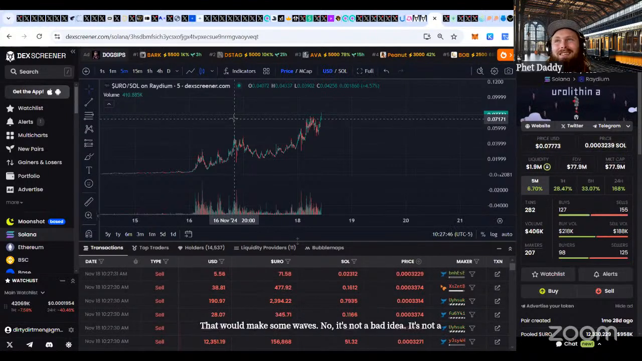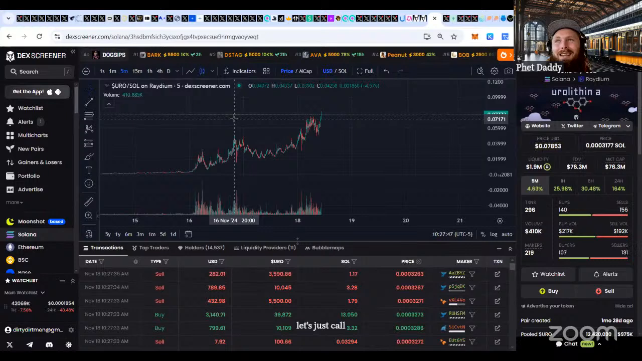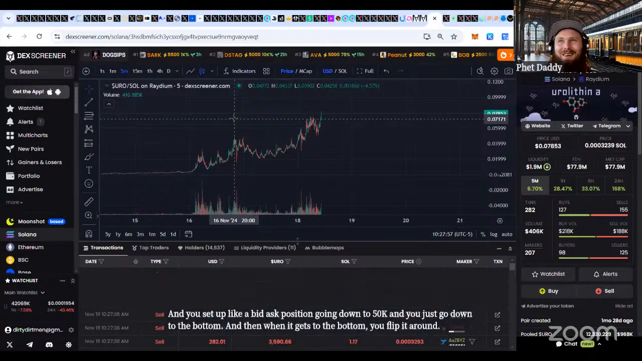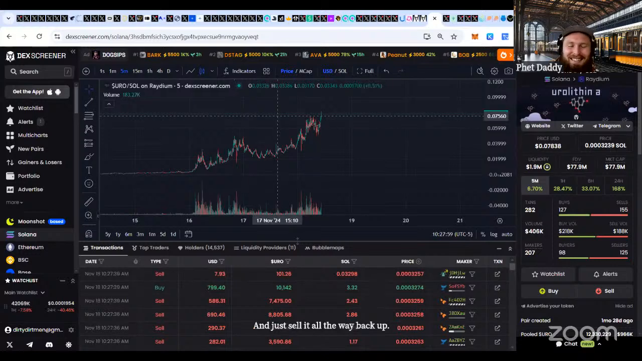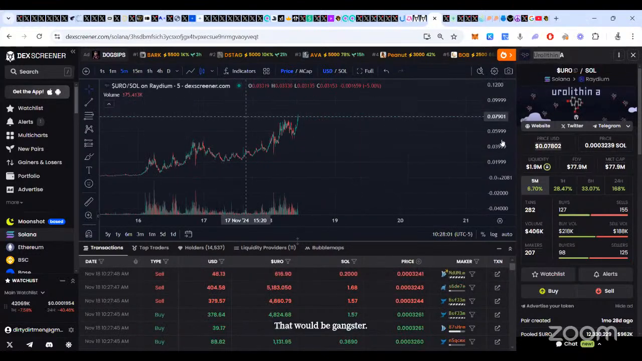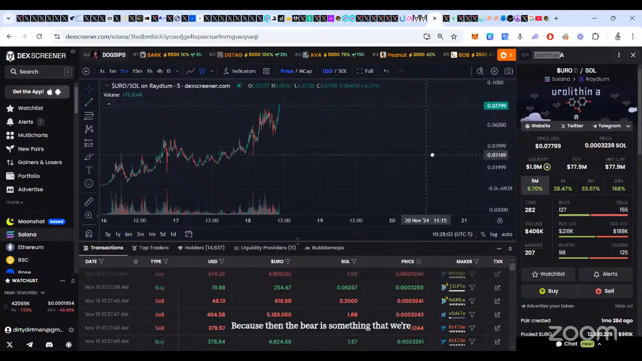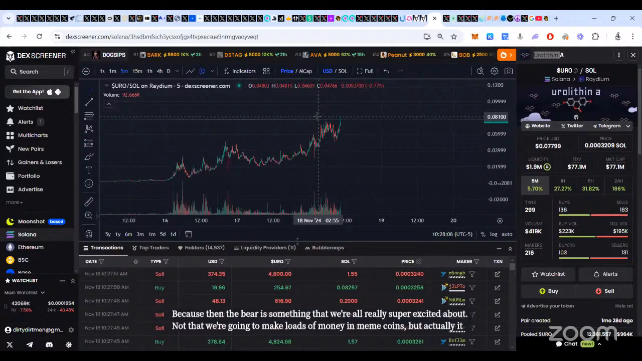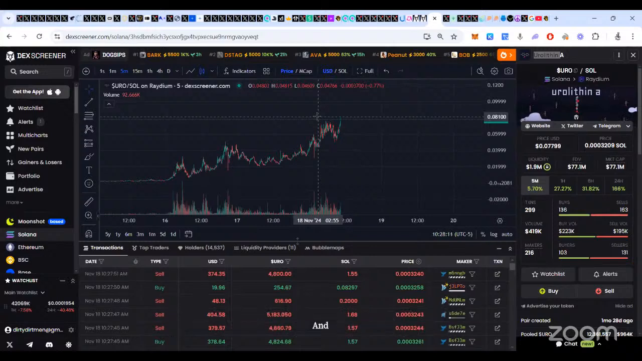Let's just call 100K the top and you set up a bid ask position going down to 50K. You go all the way to the bottom, and when it gets there you flip it around and sell it all the way back up. That would be gangster. The bear is something we're all really excited about. Not that we're going to make loads of money in meme coins, but actually in BTC I can get 100% profit over a year on that bid ask flip, 50% drawdown and back up.